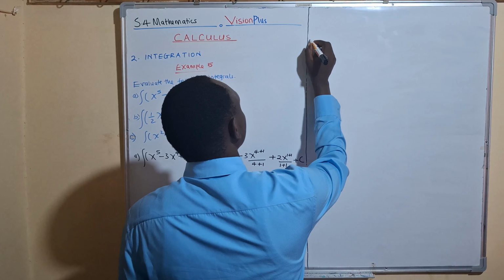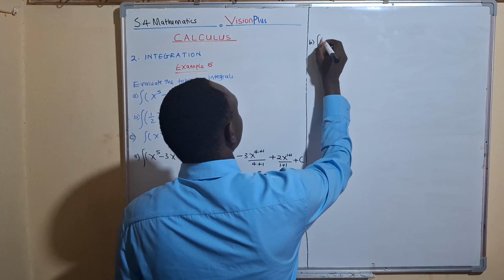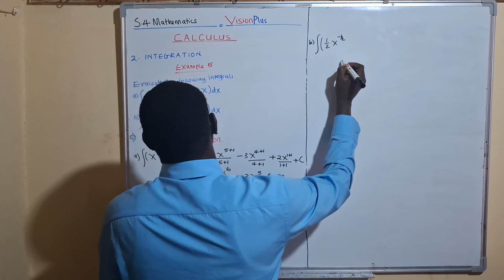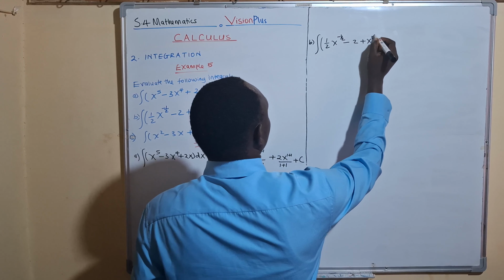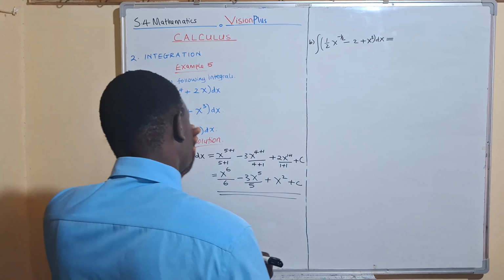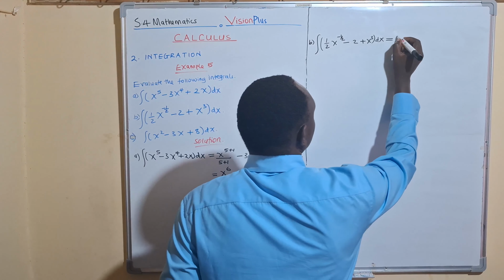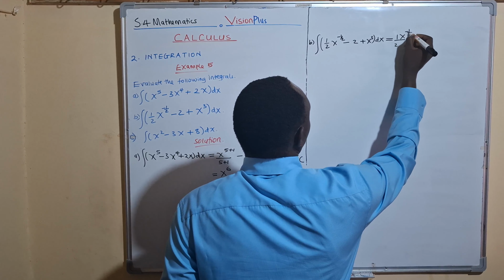That is the solution to part A. Now part B says integral of a half x power negative half minus 2 plus x cubed dx. So to integrate this, we go term at a time. So the first term is 1 out of 2 x power negative half.